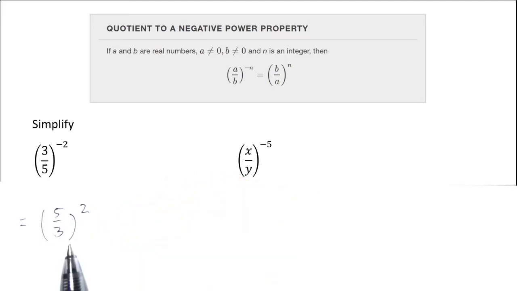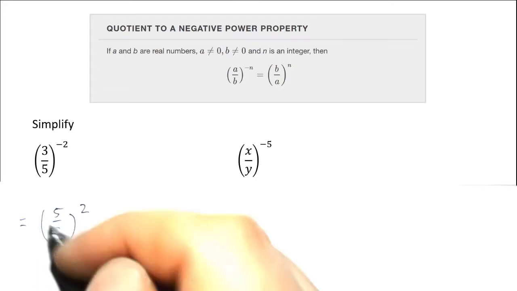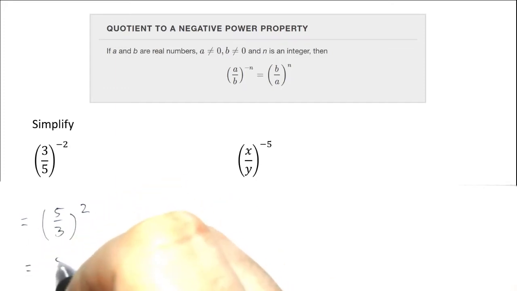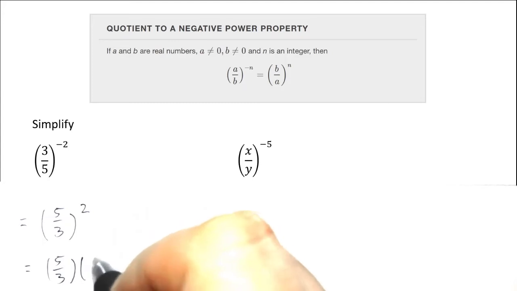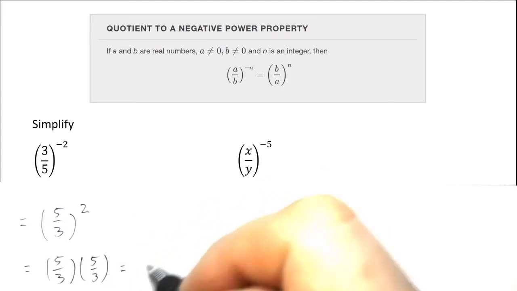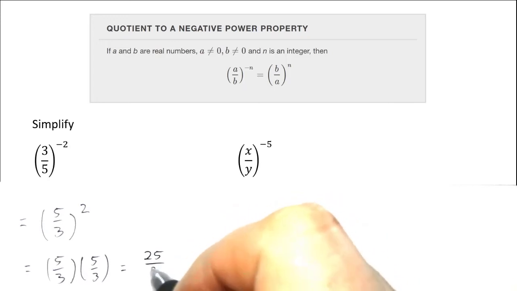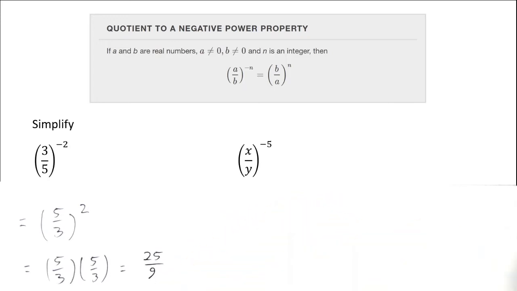Now, how do we deal with this? Well, what is a number squared? Well, that is 5/3 times 5/3. Well, 5/3 times 5/3 is 5 times 5 over 3 times 3. And we're done.